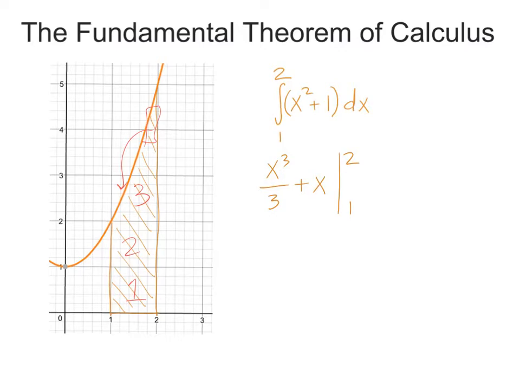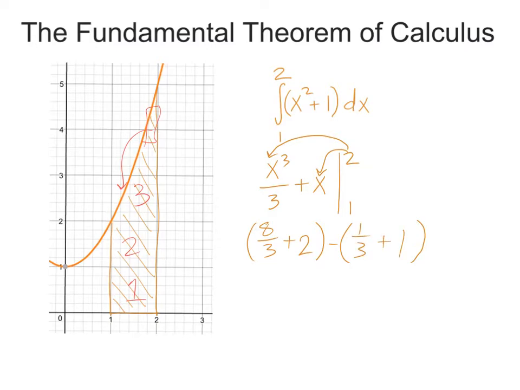So now what I need to do is plug in the 2, plug in the 1, and subtract the two results. So I like two big sets of parentheses, one for the number I get when I plug in 2. All right, so let's plug in 2. 2 cubed over 3 is 8/3 plus 2. That is literally taking the 2 and putting it wherever I see an x. All right, 8/3 plus 2. When I plug in the 1, I get 1/3 plus 1.